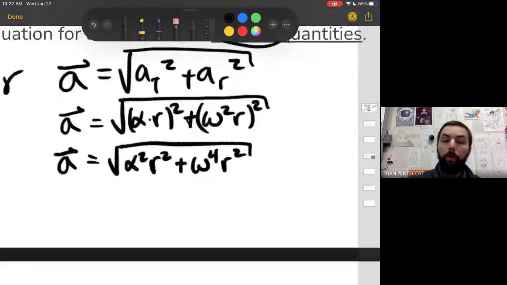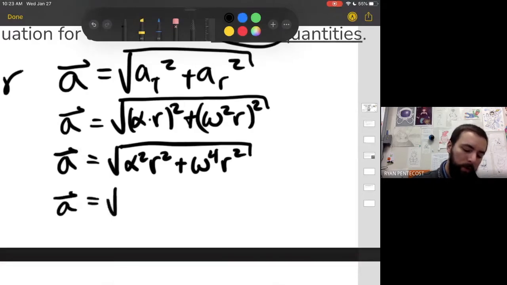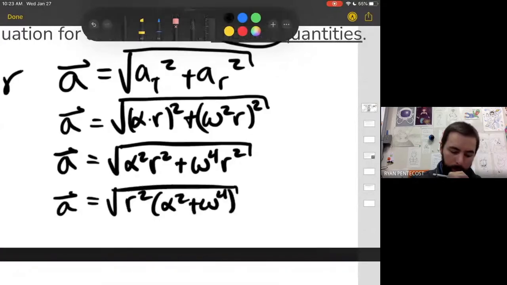Now, you can pull that r out of that radical to get our final answer, but I'll show that step real quick in case you guys aren't familiar. So if you factor out that r squared, you still have alpha squared plus omega to the 4th. Now that r is being multiplied by that quantity, you can actually take the square root of it separately than with the others.